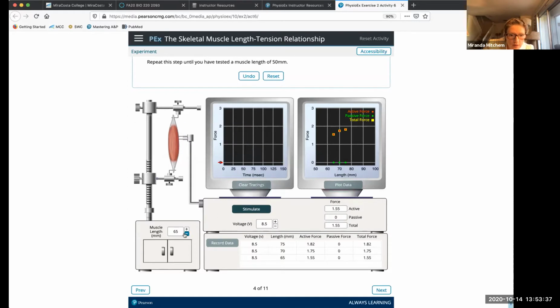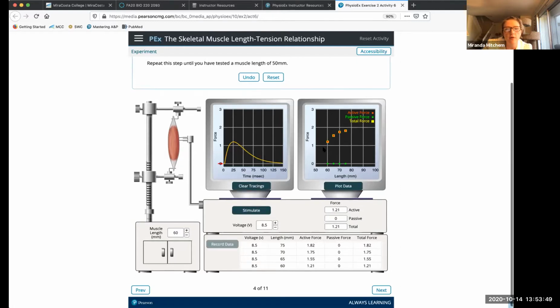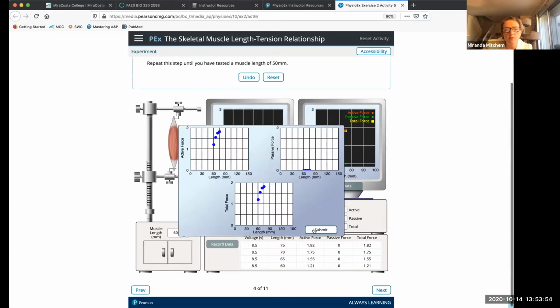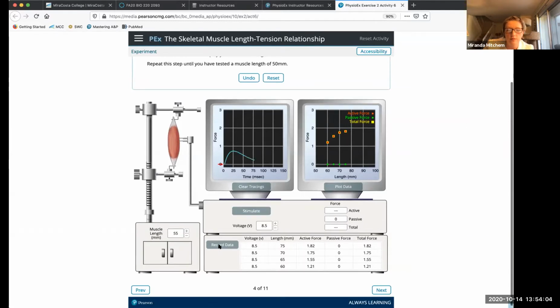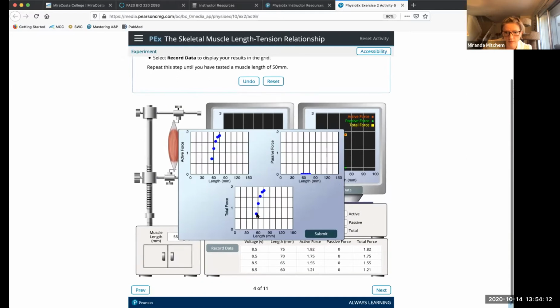Clear tracings. We're going to go to 60. Notice the muscle is getting shorter. Stimulate. Record data, and now our new data point is here. Big drop off. Clear tracings. We're going to go to 55. We're almost done. Big drop.